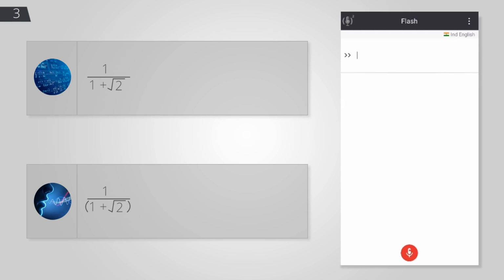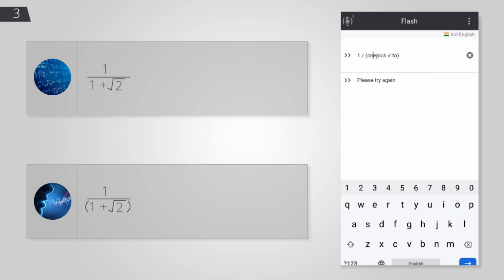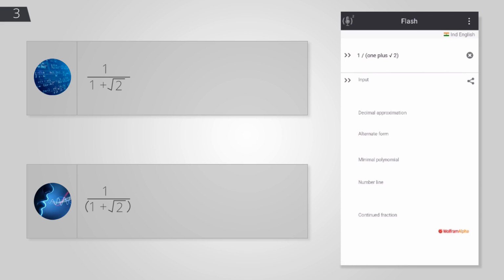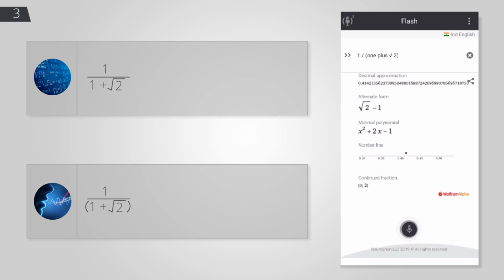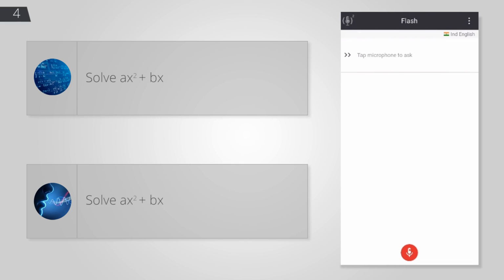One divided by (1 plus square root of 2). Ax squared plus bx plus c equals 0 for x.